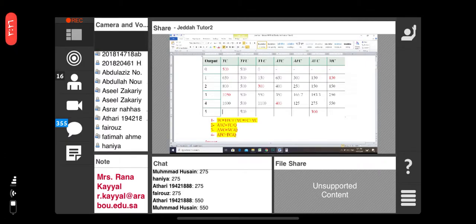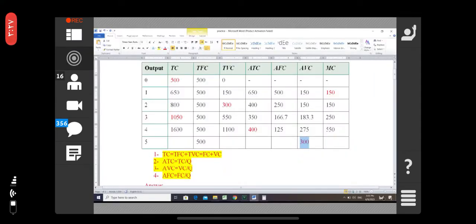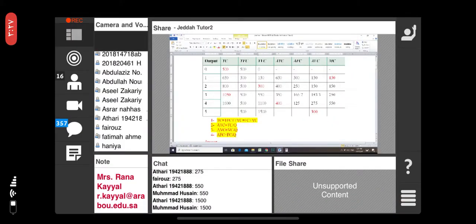The last part: I have fixed cost 500 and average variable cost equal 3. So I have average variable cost, I can calculate the total variable cost. How much is the total variable cost? Then if I have total fixed cost 500 and total variable cost equal 1,500, how much is my total cost?